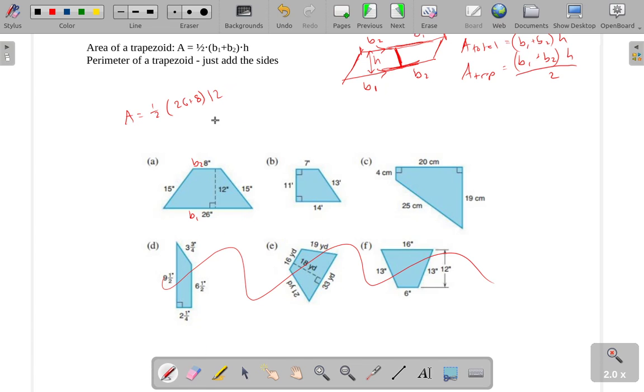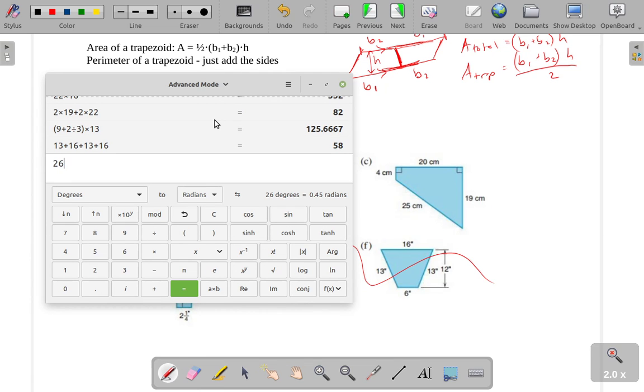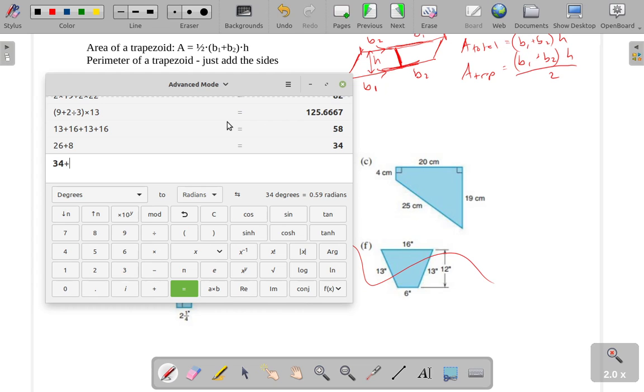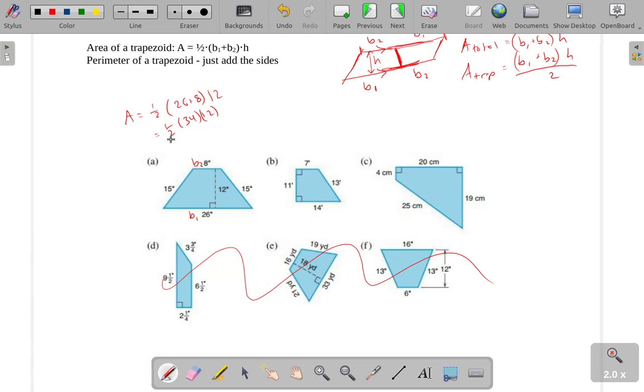So I get 26 plus 8 is 34. 1/2 times 34 times 12. So that times 0.5 times 12 gives me 204. Those were all measured in inches, so this will be 204 square inches. I know it's square inches because I'm talking about an area here. I could actually investigate this. This is inches plus inches, so the contents of the parentheses are in inches. This 12 would also be in inches. We're taking inches times inches. That's where the square inches come from.